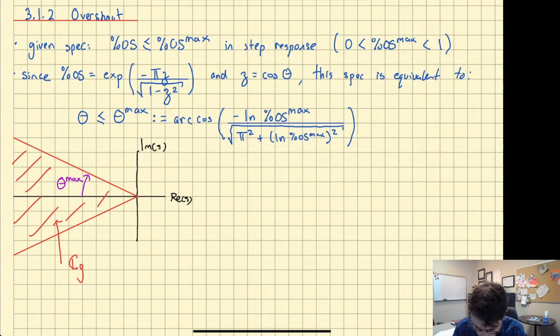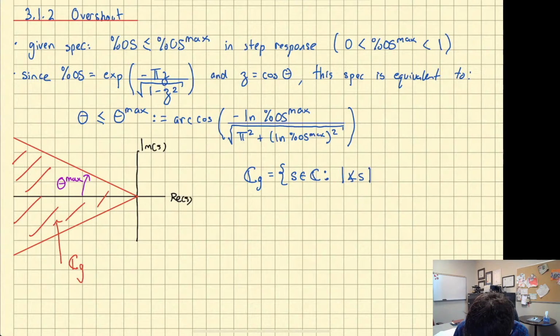Okay? And so if I want to write down an expression for the good region, it would be that the absolute value of the angle of these s's should be greater than or equal to pi minus theta max.